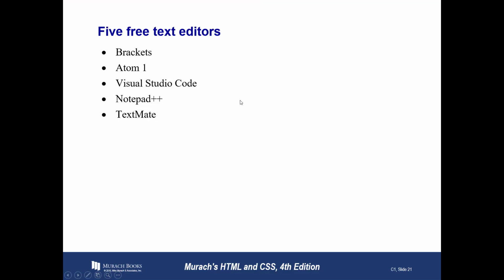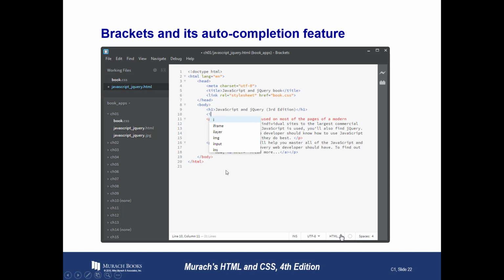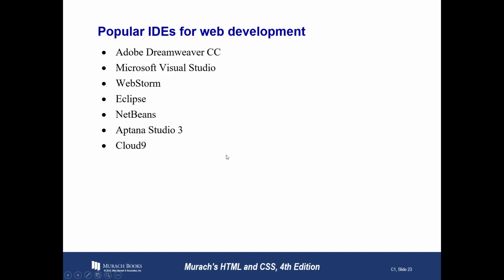Text editors. Brackets, Atom, Visual Studio Code, Notepad++, TextMate. In the past, I've always used Notepad++ because it's the easiest, not to use, but it's the easiest to show on screen. I think this year I might go with Visual Studio Code. We'll see how it goes. There's an example of Brackets.